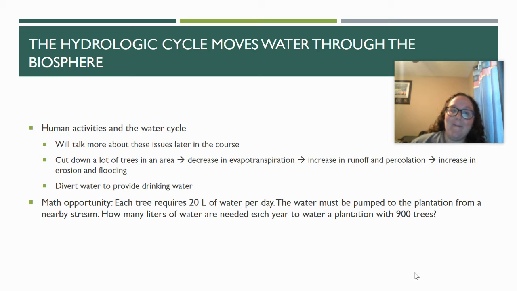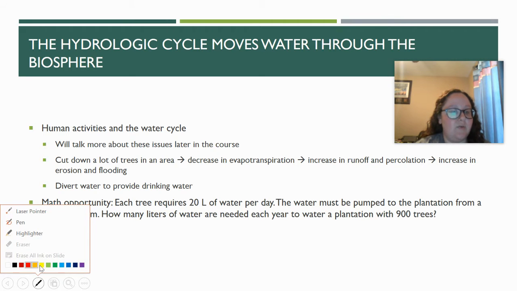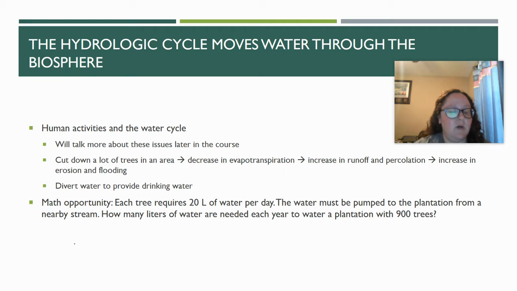Let's next look at a math opportunity. Suppose each tree requires 20 liters of water per day. The water must be pumped to a tree plantation, which is just an area with lots and lots of trees, from a nearby stream. How many liters of water are needed each year to water a plantation with 900 trees? So, what do we need to do first? I will be using the train tracks method for this because that's what makes sense to me, but you do you. Just make sure you show your work and put units.